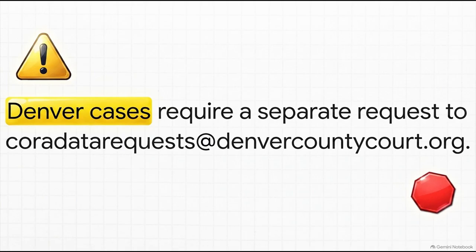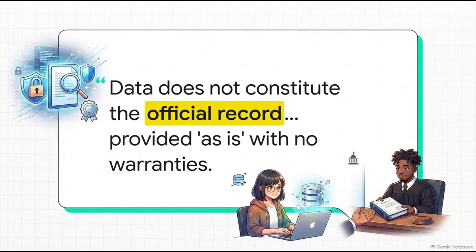Now, here is a super surprising but incredibly helpful tip from the source material. If you are using that statewide search form we talked about, and the case number starts with a GV, a GS, or a D, like say 17 GS 1234, that is actually a Denver County Court case. Denver County is administered totally separately from the rest of the state courts. So if you try to request those records through Boulder, you're just going to hit a brick wall. You have to email Denver directly at courteddatarequests@denvercountycourt.org.